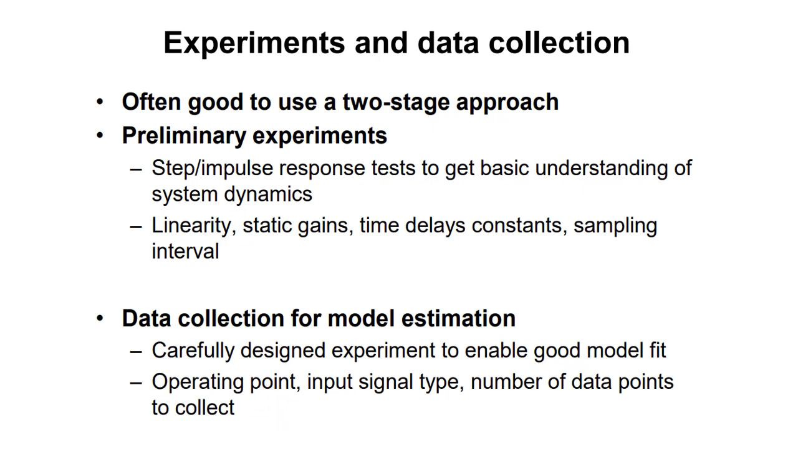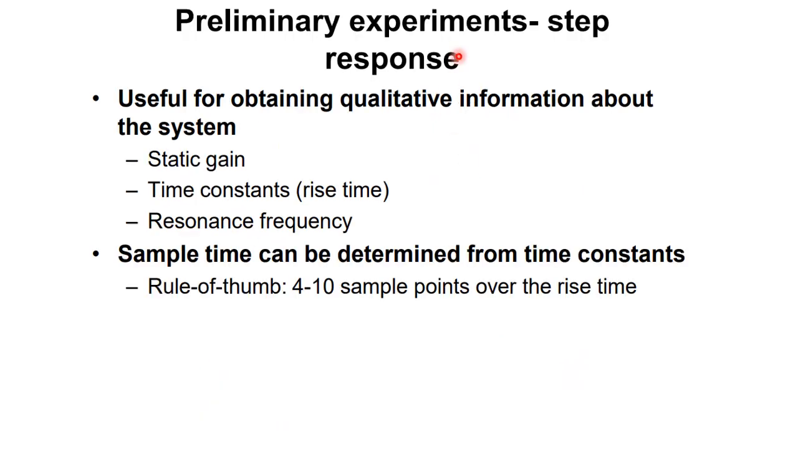Okay. As I mentioned before, the preliminary experiment uses step response. So this step is useful for obtaining the qualitative information about the systems, such as the static gain, the time constants, or the rise time, and the resonant frequency. And the sample time can be determined from the time constants by using the rule of thumbs, either 4 to 10 sample points over the rise times. Okay, so this is the further explanation about the first steps of the preliminary experiments using step response.